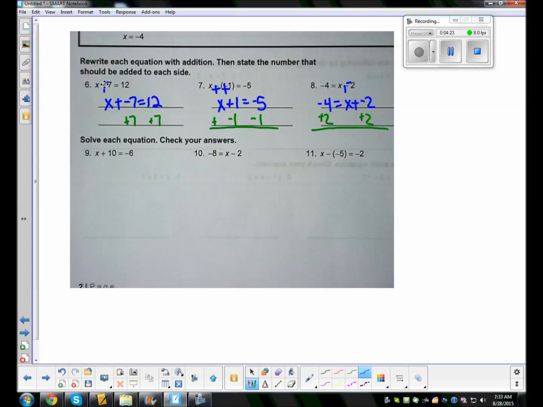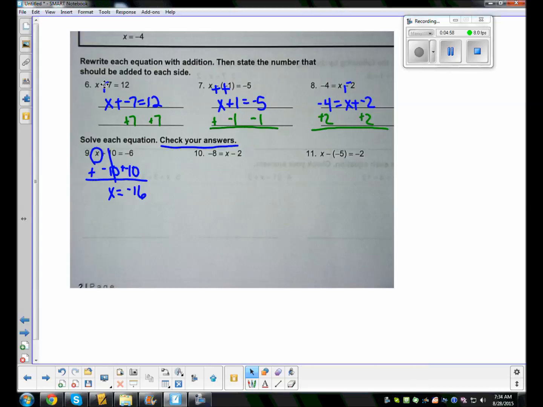9 through 11 says solve each equation and check your answers. So always look to see if I'm asking you to check your answers. Number 9, x plus 10 equals negative 6. I'm going to isolate the variable by adding the opposite. So I'm going to add a negative 10, which will make that go to 0. I'm going to add a negative 10 to the other side too. Negative 6 plus negative 10 is negative 16. So x equals negative 16.